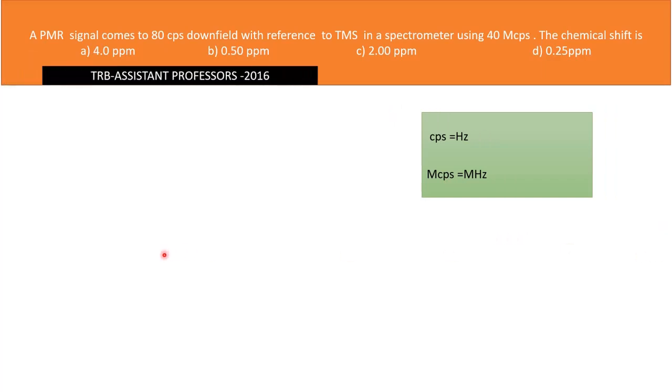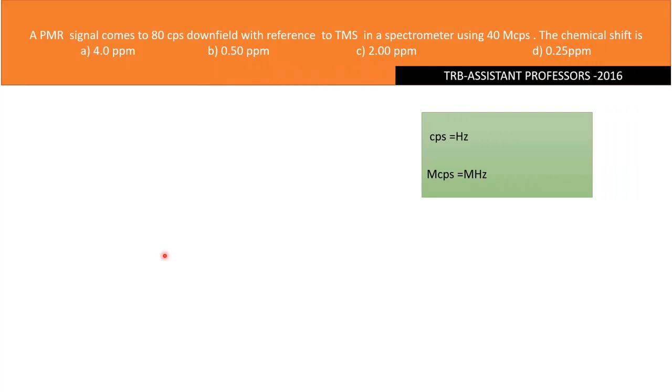Problem. A PMR signal, that is proton magnetic resonance, or a nuclear magnetic resonance signal, comes at 80 CPS, cycles per second, downfield with reference to TMS in a spectrometer using 40 mega CPS. The chemical shift is? Here CPS is hertz, and megahertz. Then what is the formula we have to use? This question was asked in the TRB assistant professors in engineering exam, 2016.